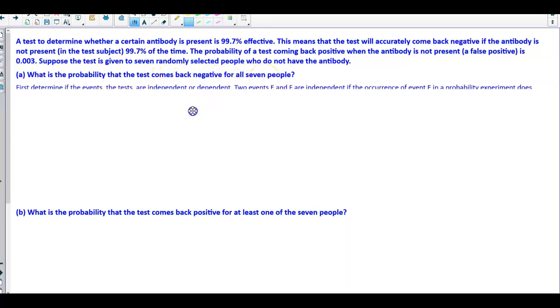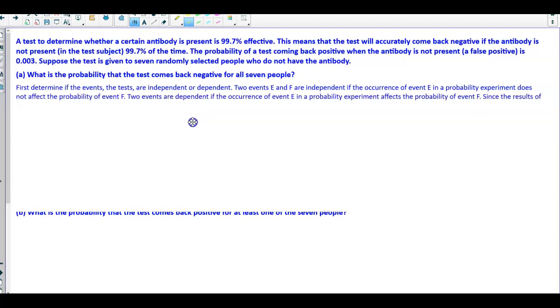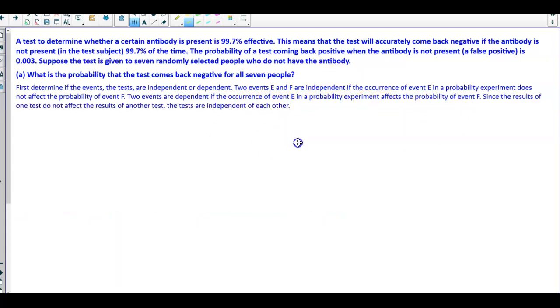The question says, what is the probability that the test comes back negative for all 7 people? The first thing we need to do is determine if the events are independent or dependent. Two events E and F are independent if the occurrence of event E in the probability experiment does not affect the probability of event F. The two events are dependent if the occurrence of event E affects the probability of event F. Since the result of one test does not affect the result of another test, we're going to say that the tests are independent of each other.